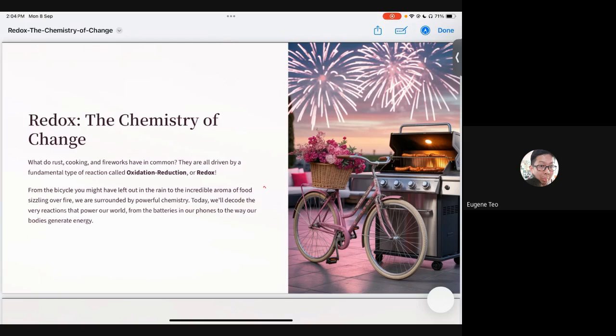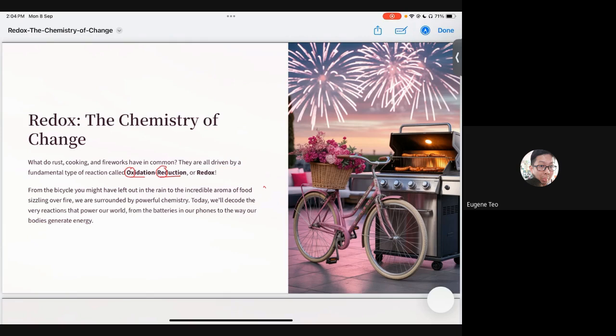Okay, so this is the final chapter before your end of year exam. So we are gonna do this topic called redox. So redox represents oxidation and reduction. So why redox? Because RED from the reduction, OX from the oxidation.